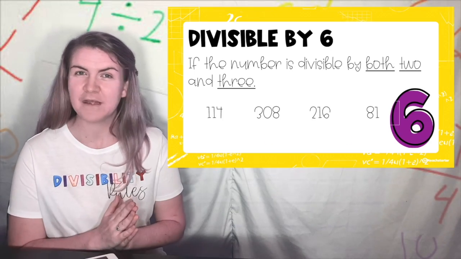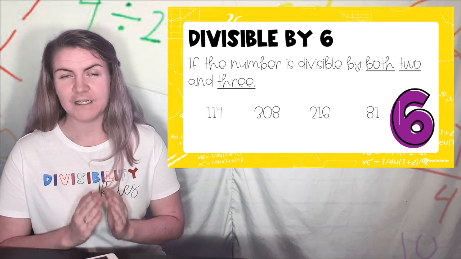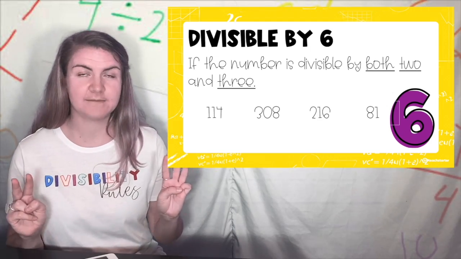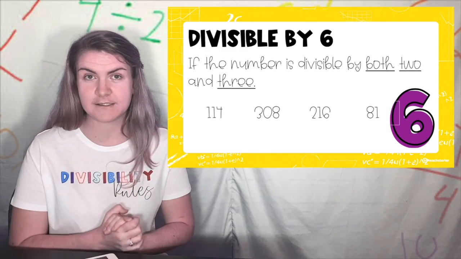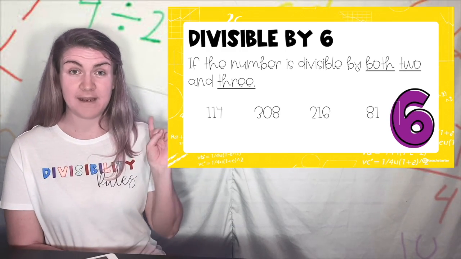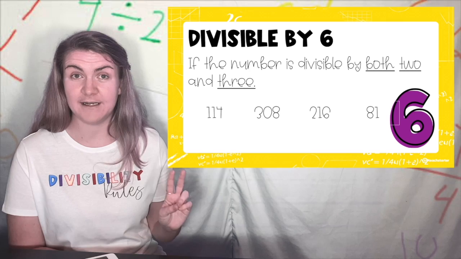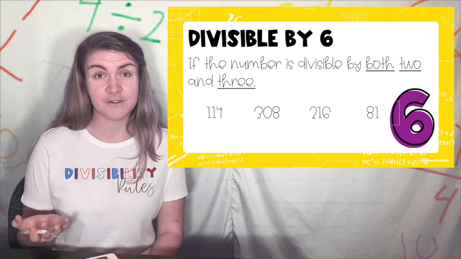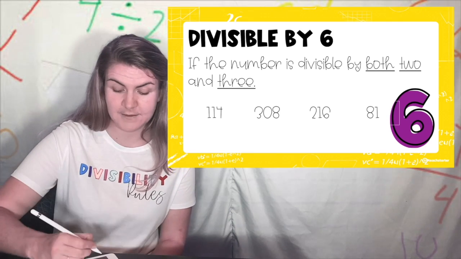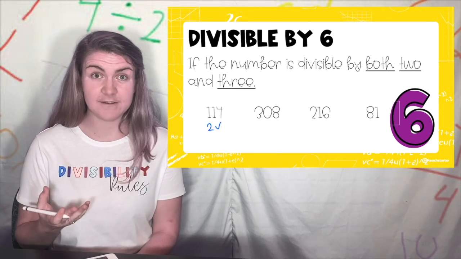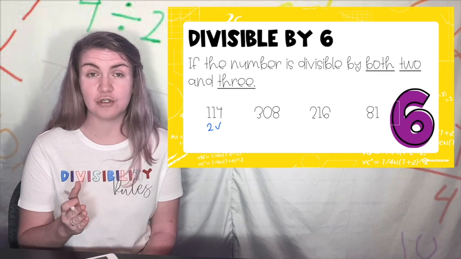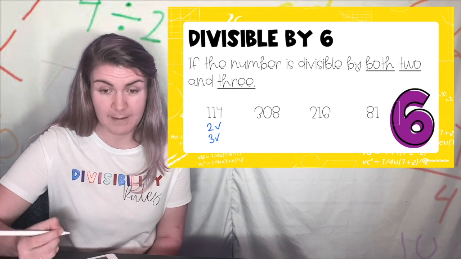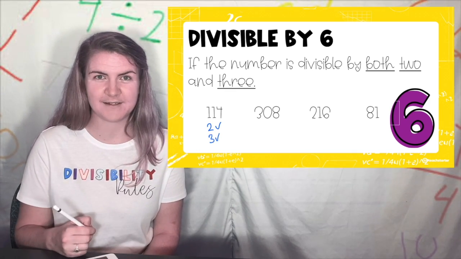Divisible by 6. The 6th rule is a little bit different. If a number is divisible by 2 and 3, then it's divisible by 6. That's because 2 times 3 equals 6. So basically, is the number even, and do the digits add up to a number divisible by 3? So, first of all, 114, is it even? Yes, so it's divisible by 2. Is it divisible by 3? 1 plus 1 is 2, plus 4 is 6. 3 goes into 6, so it's divisible by both, which means it's divisible by 6.